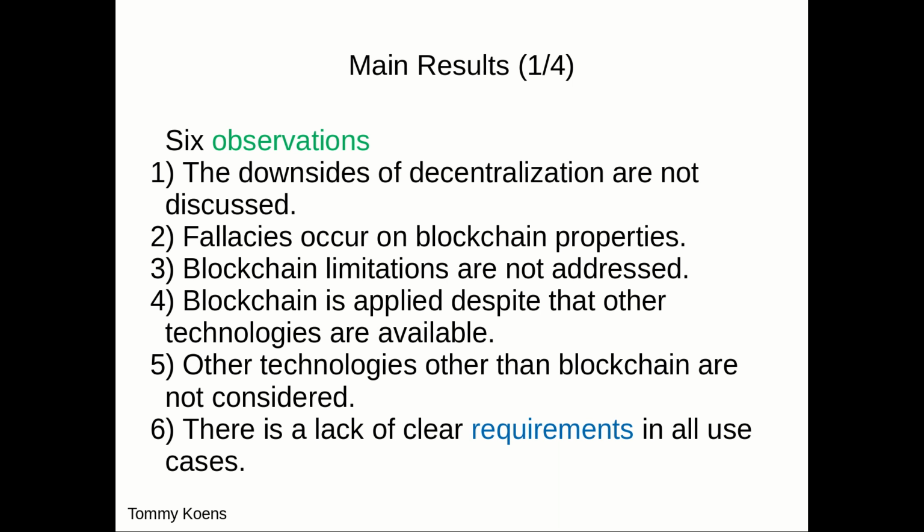So the fourth observation is that blockchain is being applied despite that other technologies are available. And this also relates to the fifth observation, that technologies other than blockchain are not considered in the use cases at all. The sixth observation is that there is a lack of clear requirements in all of the 15 use cases that we evaluated. And I will discuss the lack of requirements in one of the further slides.